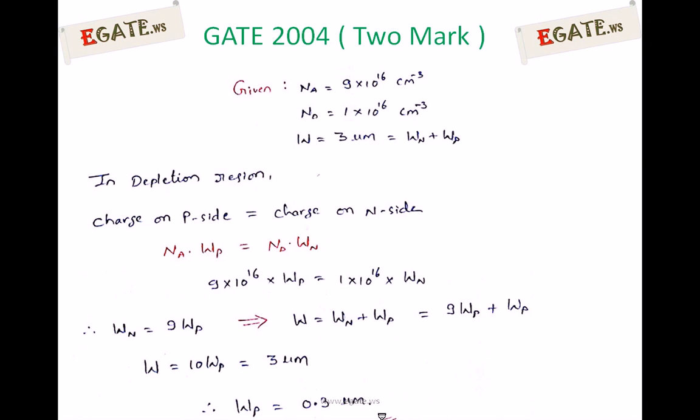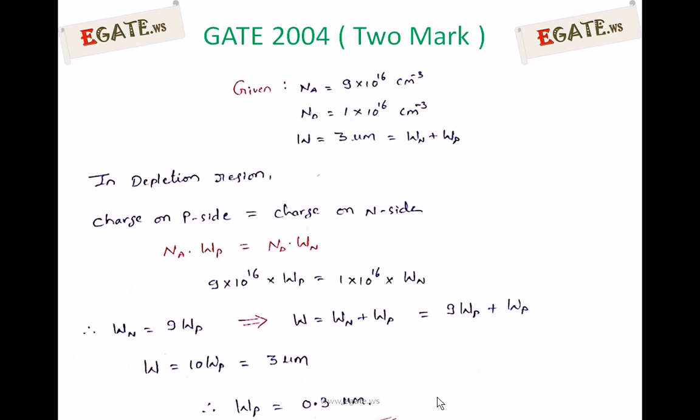We can write the total depletion layer width as W equal to Wn plus Wp, where Wn can be replaced with 9 Wp. So the total width is 10 times Wp, which is 3 micrometer. So Wp is equal to 3 by 10 micrometers, which is 0.3 micrometer. So the width of the depletion region on the P side is 0.3 micrometers.